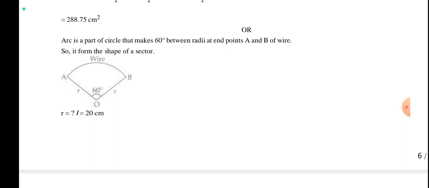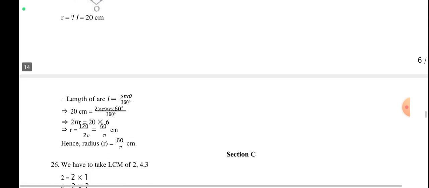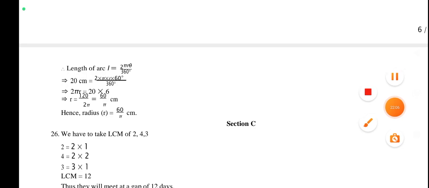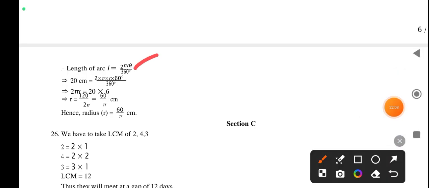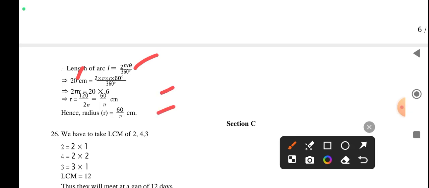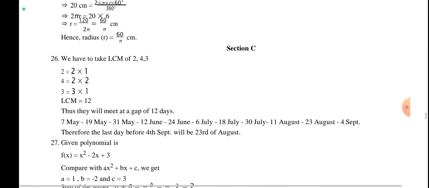Getting the area of a sector. Length of the arc is theta by 360 degree into 2 pi r. Already we know that it is 20. Equate it and get the answer r equals 60 divided by pi.